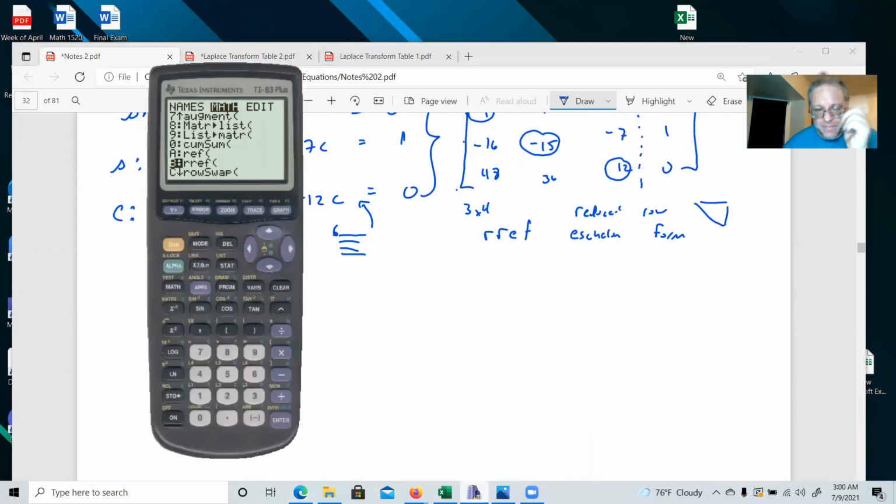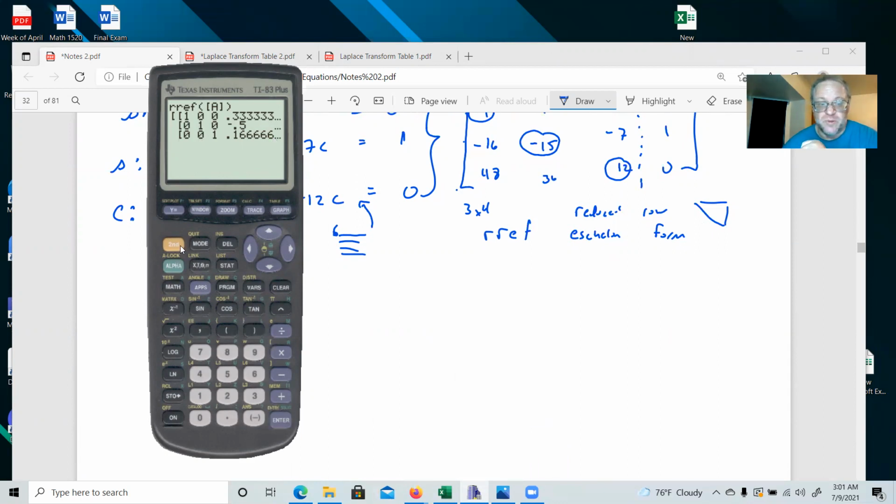On the calculator, we're going to do RREF, enter, then go back to matrix, select A, and hit enter. RREF just gives you the pivots, the main diagonal and what it's equal to. So A is 0.33333, B is negative 0.5, C is 0.1666666.